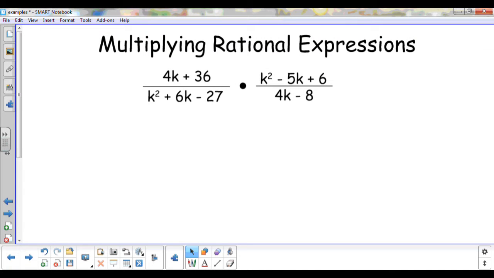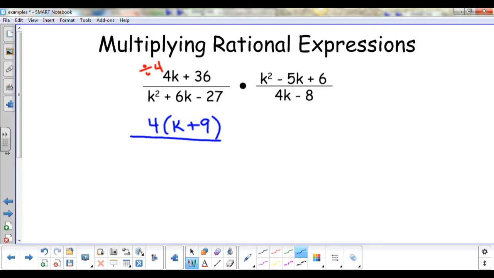When multiplying a rational expression, I need to simplify each expression or factor each expression. That way I know what is in common between the numerator and denominator. So I'm going to go one fraction at a time. I'm going to start with my first fraction of 4k plus 36 divided by k squared plus 6k minus 27. In my numerator, I have a 4k and a positive 36. Both of those terms can be divided by 4, so I will have a 4 in front, and I'll have a k plus 9 left over.